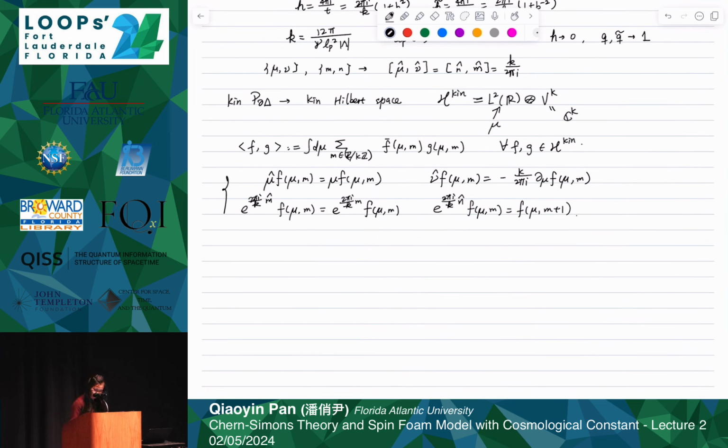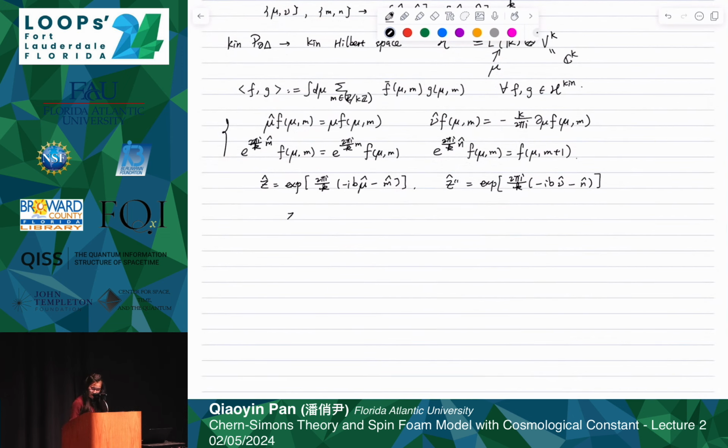Then I can also construct this z before we do the parameterization. Then it's the operator of it, just putting a hat on its parameter we see in the classical. And z double prime hat equals exponential 2 pi i over k minus i b nu hat minus n hat. So using this, you can also write how they act on a function. And z acts on a function, which is a function of mu and m, or I can write it as a function of z and z bar. They are just the same thing.